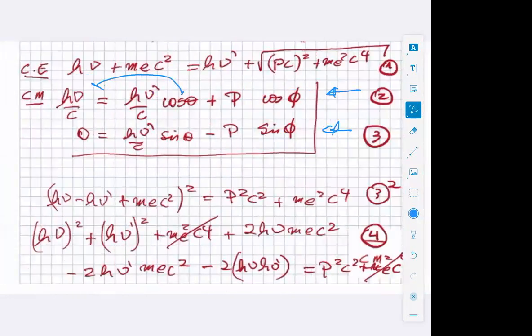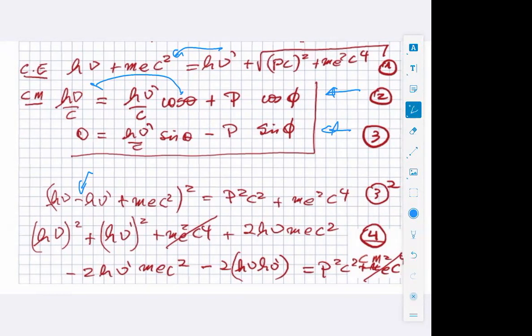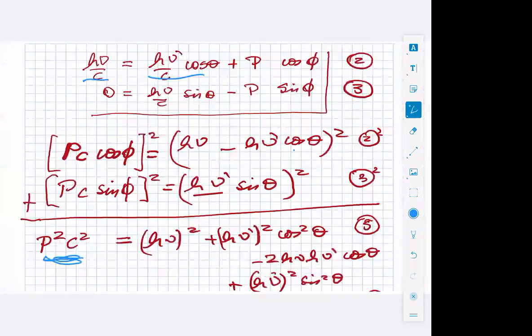But then again, I take the expression for the conservation of energy. What did I do here? I passed this term to this side and squared the whole thing. So I have this term squared here, and this whole term squared here, where h nu has a minus sign. Go through the whole thing. Some things go away: the square of the rest mass goes away, and I have all these products, and I get equation 4. You can follow it.